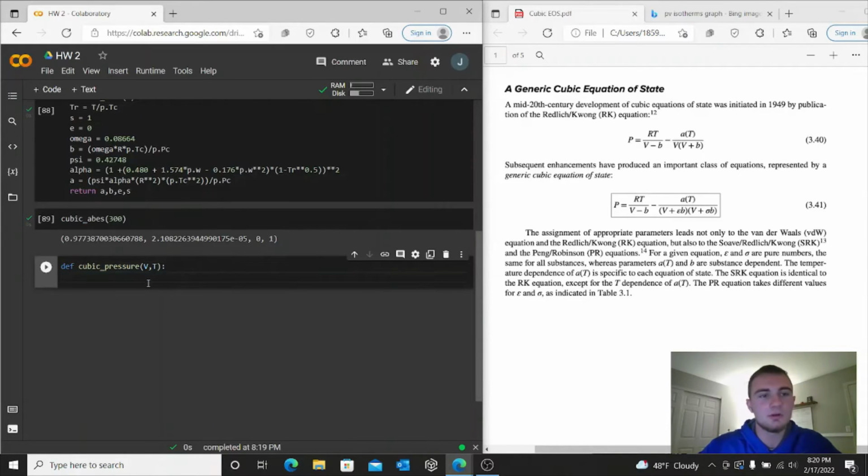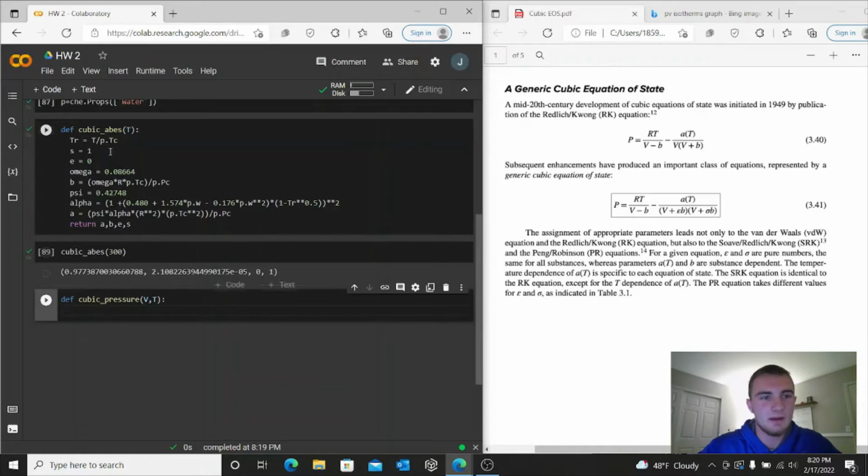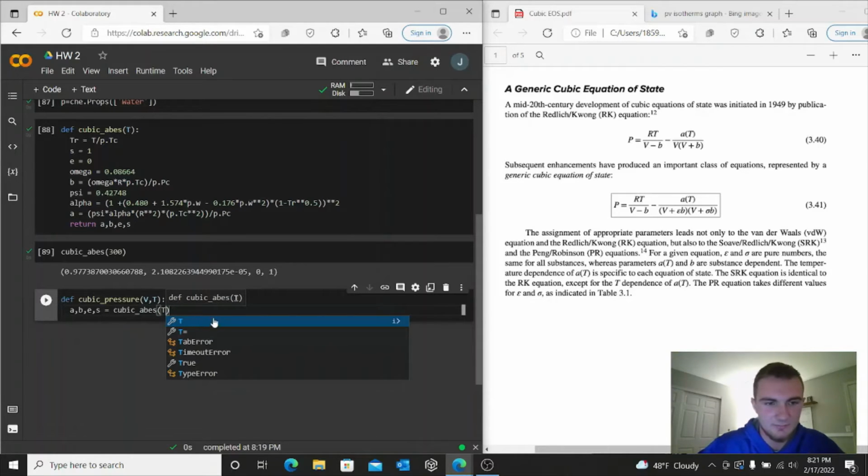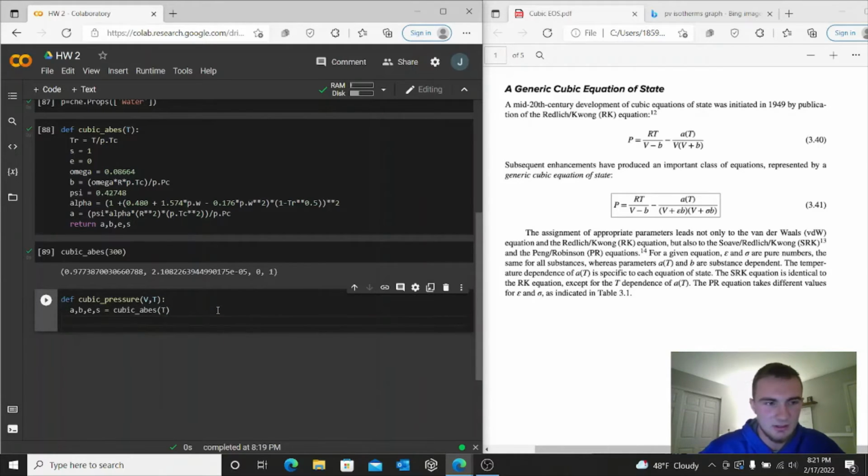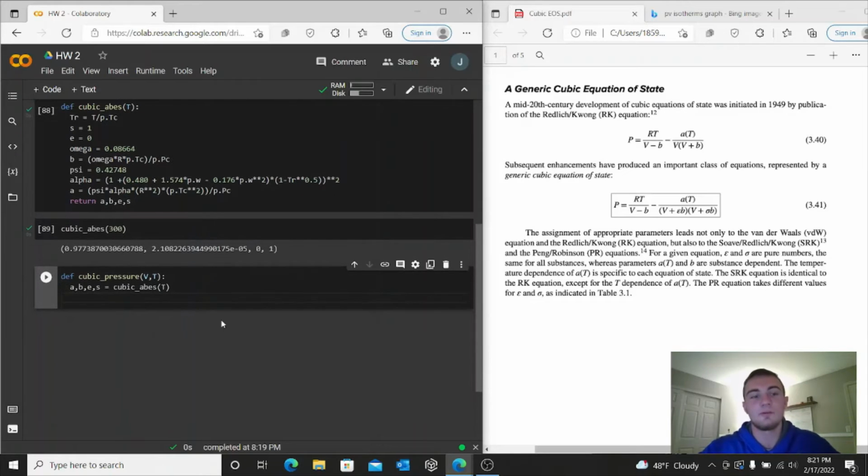And what I'll do here is unpack the function that we defined previously into our parameters. So I'll go a, b, epsilon, and sigma. This will equal our cubic ABES. And again, this is dependent on temperature, so I'll add that in. And from here, what we'll have to do is just return our equation.